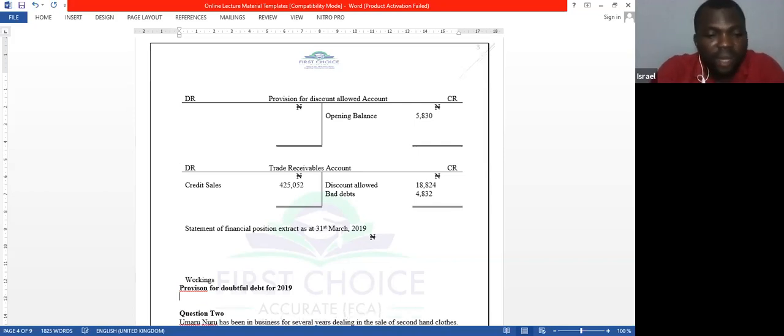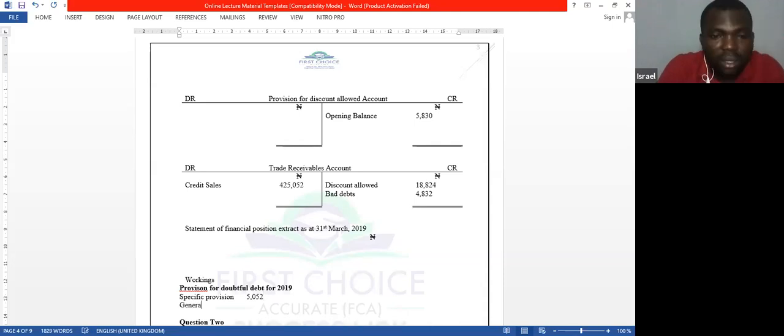Now, the specific provision is 5,052, correct? And we have the general provision as well. The general provision is expected to be 1% on the remaining balance.